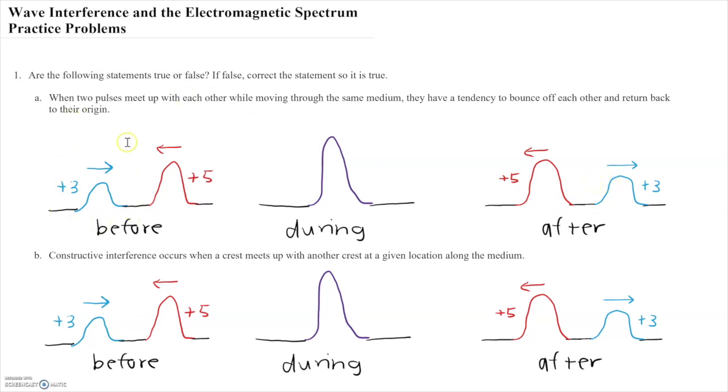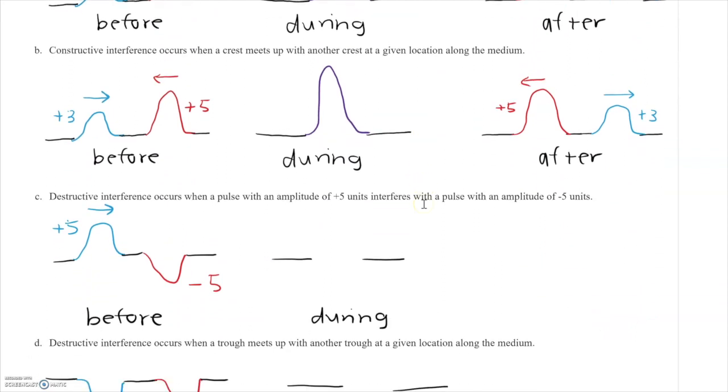They continue to move in their original direction. So for example, the blue was moving to the right before. After interference, it continues to move to the right. And same with the red. The red wave is moving to the left before interference. After interference, it is still moving to the left. So this statement is false. They have a tendency to pass each other after they interfere. Let's move on to part B.